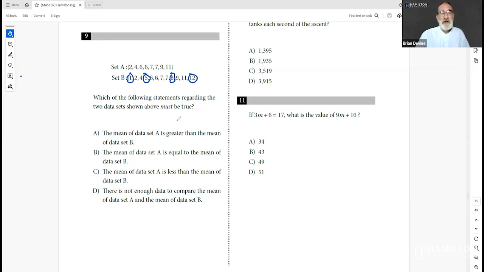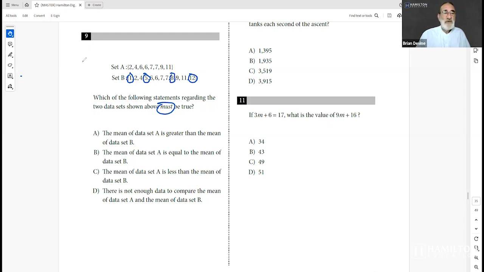If I take out those 4 numbers I just mentioned, set B and set A are identical. Put them back in, they're not. But anyway, which of the following statements regarding the 2 data sets must be true? The mean of A is greater than the mean of B. The mean of A is equal. The mean of A is less than.